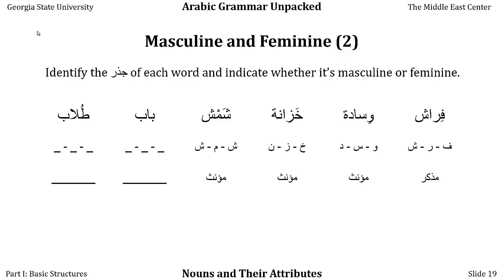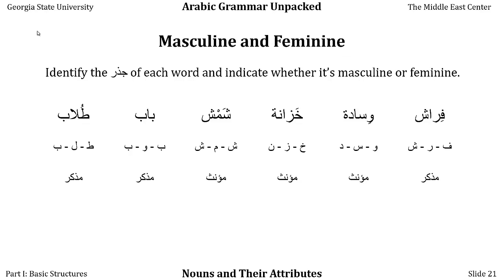Bab, door, is an object, and it doesn't end in ta marbuta, so you're probably right if you guess that it's masculine. Its root is ba, waw, ba, which is a little bit confusing. It's one of the unsound roots because one of its letters is waw or ya. And alif is not allowed to be a root letter. So there's nothing about bab that tells you it's ba, waw, ba. You just kind of have to learn this.